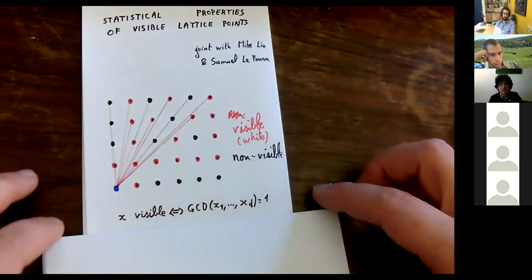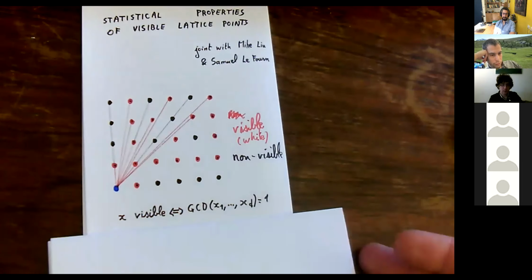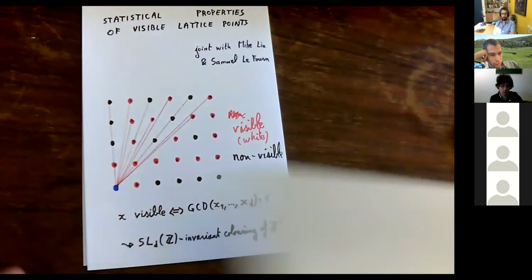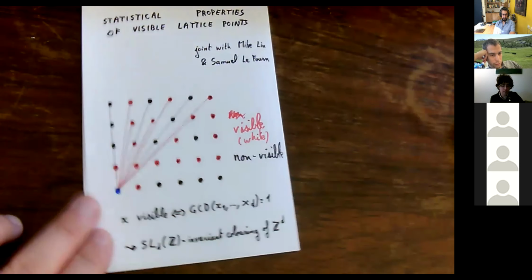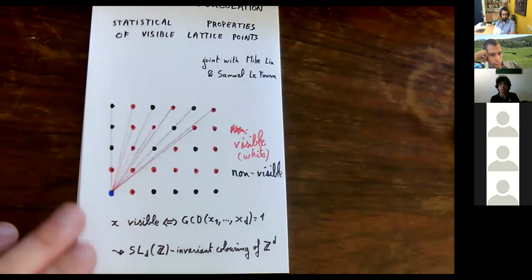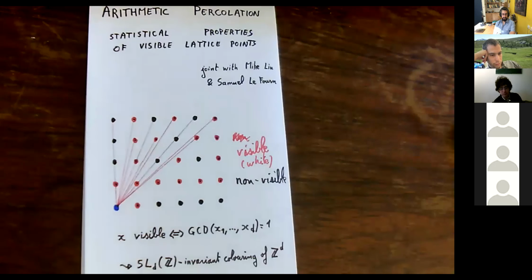And related to the fact that the previous image looked very much symmetric, we indeed have a huge group of symmetries of this picture. This is a coloring of ZD that is left invariant under SLDZ or even GLDZ, but it's not a much larger group.